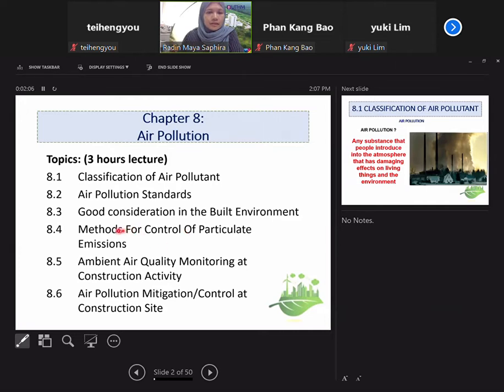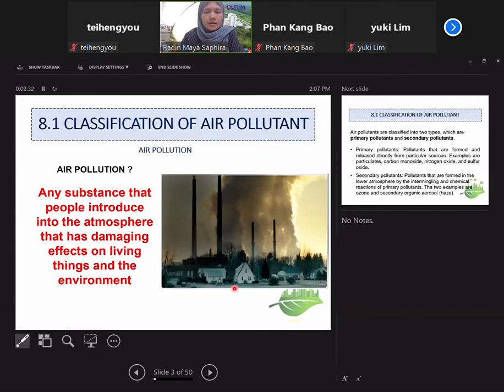Yeah, and then the methods, the ambient air monitoring, quality monitoring. Ambient means the outside, normal temperature, not indoor. And then air pollution mitigation and control at the construction site, because your work will be mostly at the construction site, talking about the civil engineering discipline.